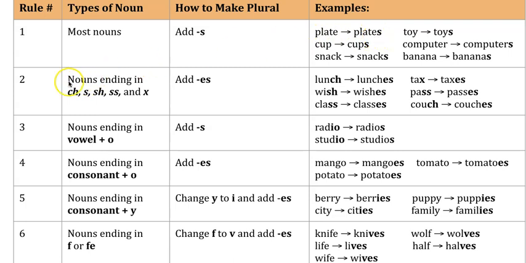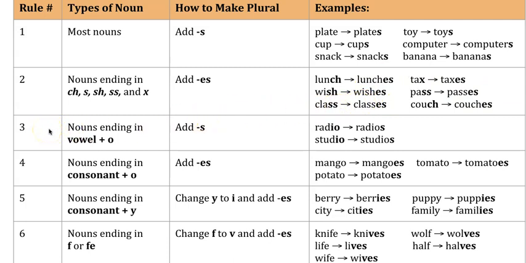In Rule 2, you have to look for when the nouns finish with these letters or sounds, we need to add ES. For example, lunch, the ch sound, changes to lunches. We need the E sound, es. That is the same for all of these examples here.